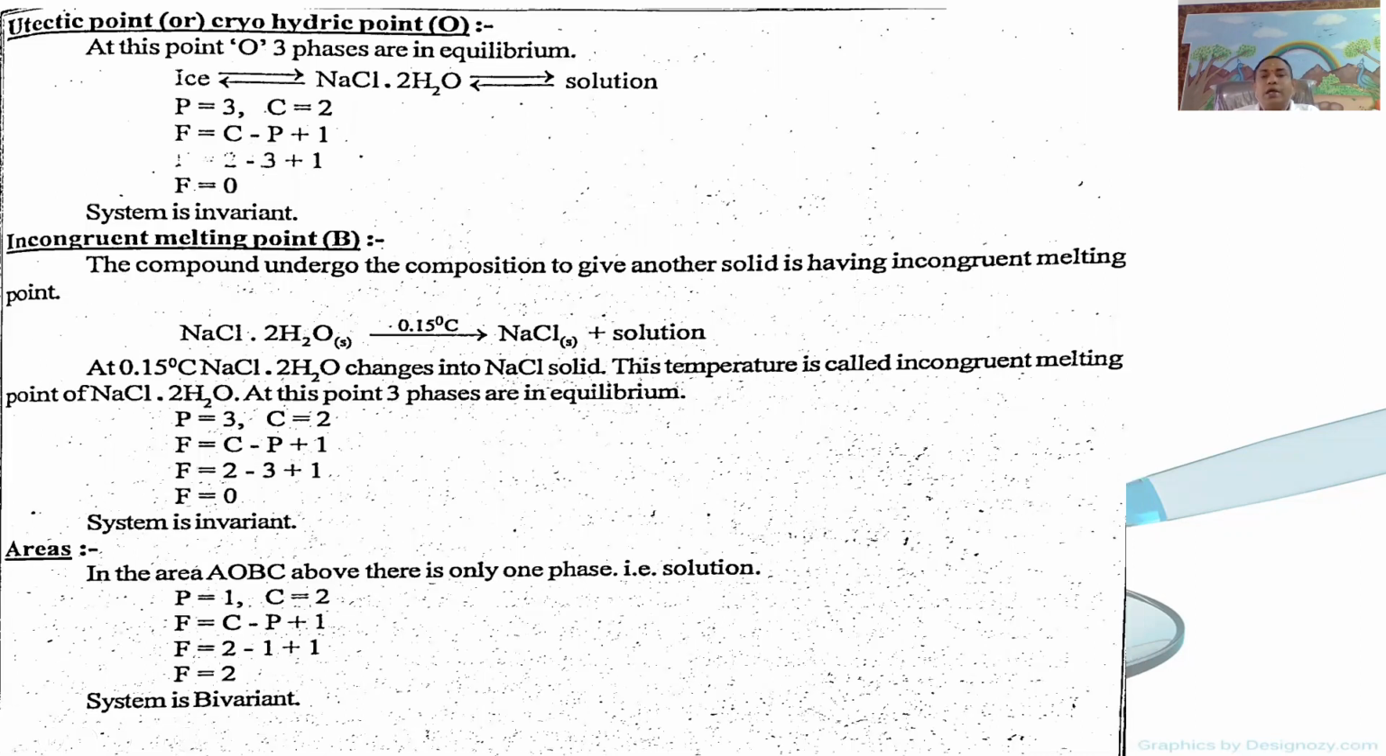Here, eutectic point or cryohydric point. Eutectic point or cryohydric point.